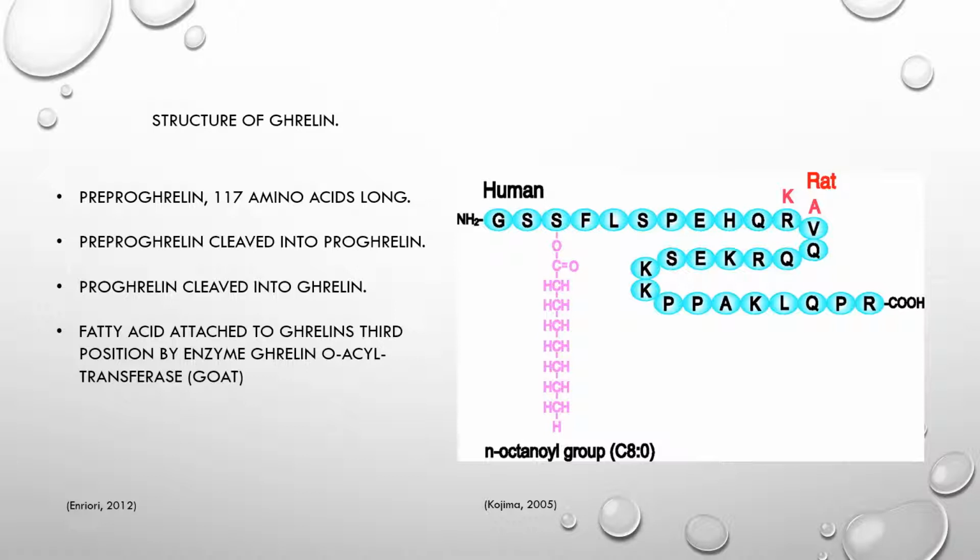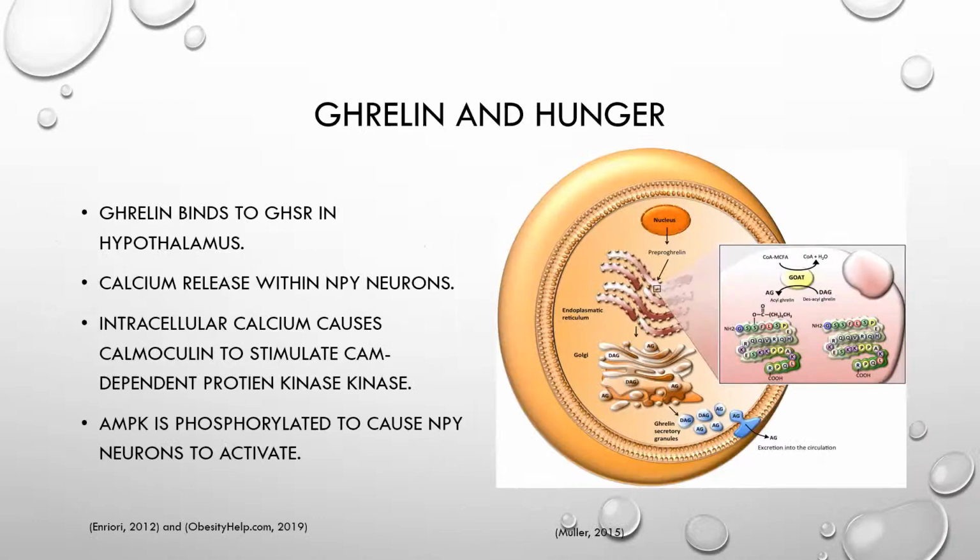Ghrelin to be active must be acylated. This creates two forms of ghrelin. Acyl ghrelin has an acyl group or fatty acid at its third position. Desacyl ghrelin is not active, though there are theories that it still does contribute to body function. Acyl ghrelin is the form that activates the growth hormone receptor and is involved in appetite regulation.